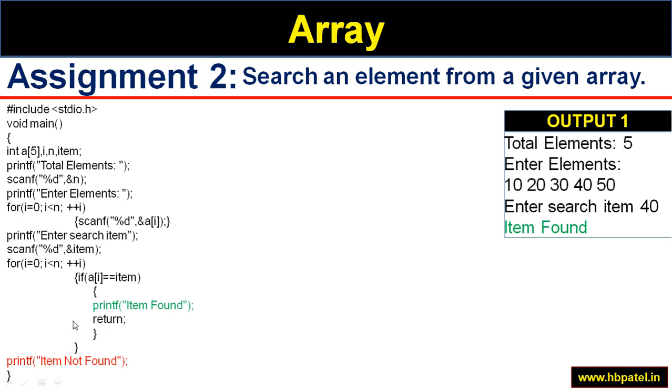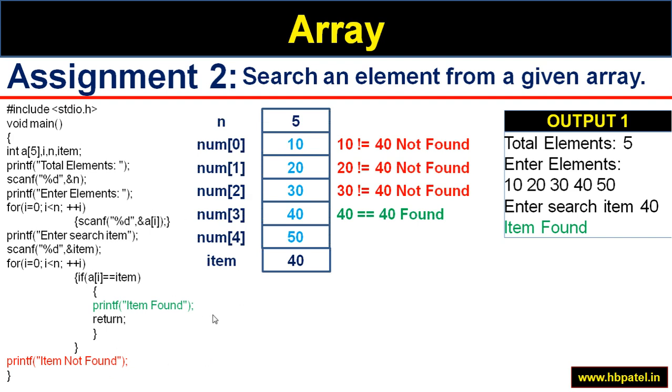But if the item is not found, in that case it will never go into this block and it will come out of this loop. In that case, it will print item not found. So the first 10 is compared with 40, not found. 20 is compared with 40, not found. 30 compared with 40, not found. When 40 is compared with 40, then it will enter here and it will print item found.